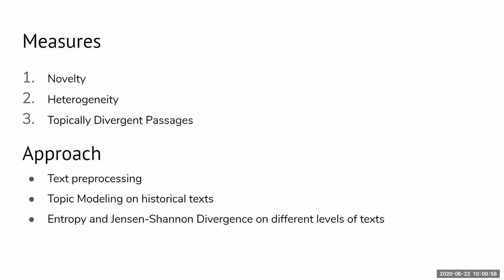Our measures that we used were novelty, how unique a bill is relative to other bills, heterogeneity, how topically diverse a bill might be, and topically divergent passages, identifying parts of bills that do not fit the focus of the bill or seem topically divergent. Our approach was to clean and tokenize our bills, and then we used a mixture of topic modeling, entropy, and Jensen-Shannon divergence to quantify our text.